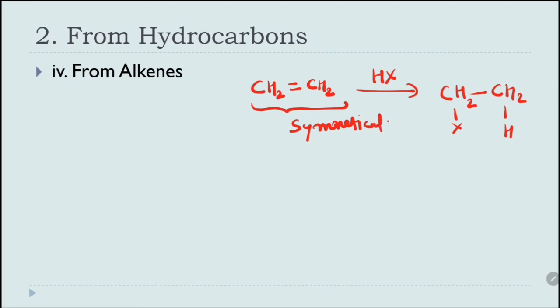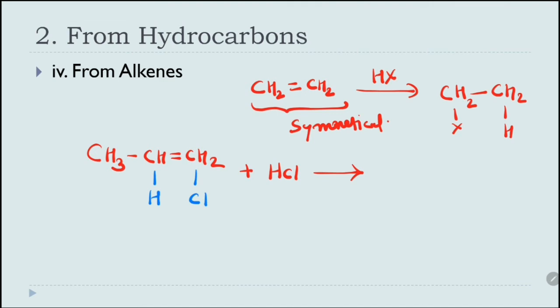But what if we have taken an asymmetrical alkene as a substrate? For example, propene, CH3 CH double bond CH2. This alkene is asymmetrical. Suppose we are reacting it with HCl. If you add hydrogen at the terminal carbon and chlorine at the middle carbon, we will get 2-chloropropane. And if you add hydrogen at the middle carbon and chlorine at the terminal carbon, we will get 1-chloropropane.